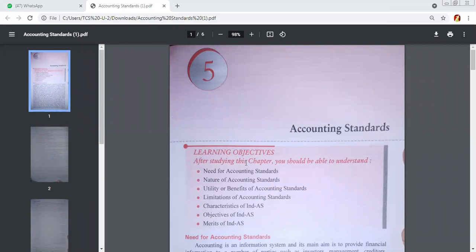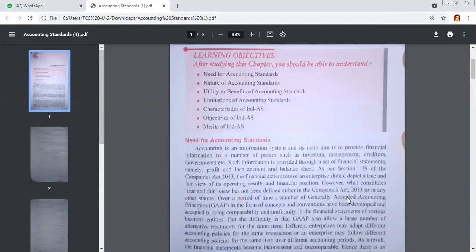See, what are the learning objectives? After studying this chapter, what should you be able to understand? The need for accounting standards, nature of accounting standards, use, utility and benefits of accounting standards, limitations of accounting standards, and characteristics of Ind AS, which stands for Indian Accounting Standard. Two types of accounting standards are there. One is Indian, that is applicable in India only, and one is international, that is IAS, International Accounting Standard. And the objectives and merits of Indian accounting standards.